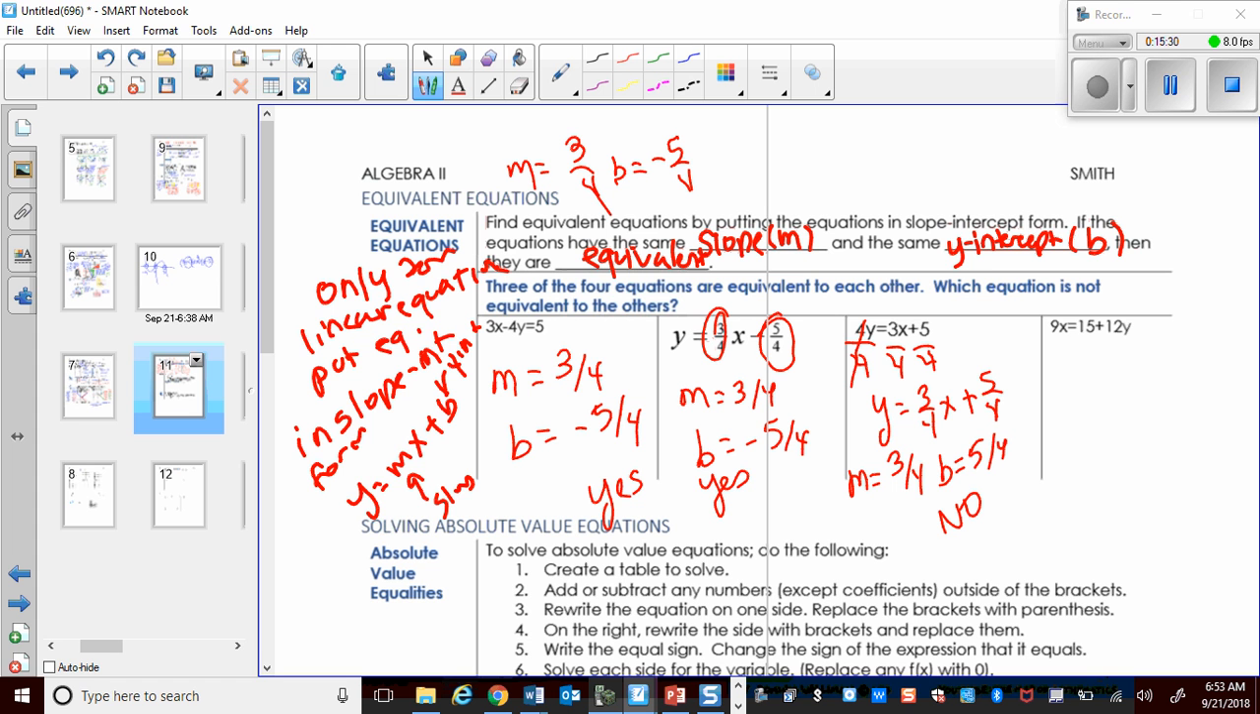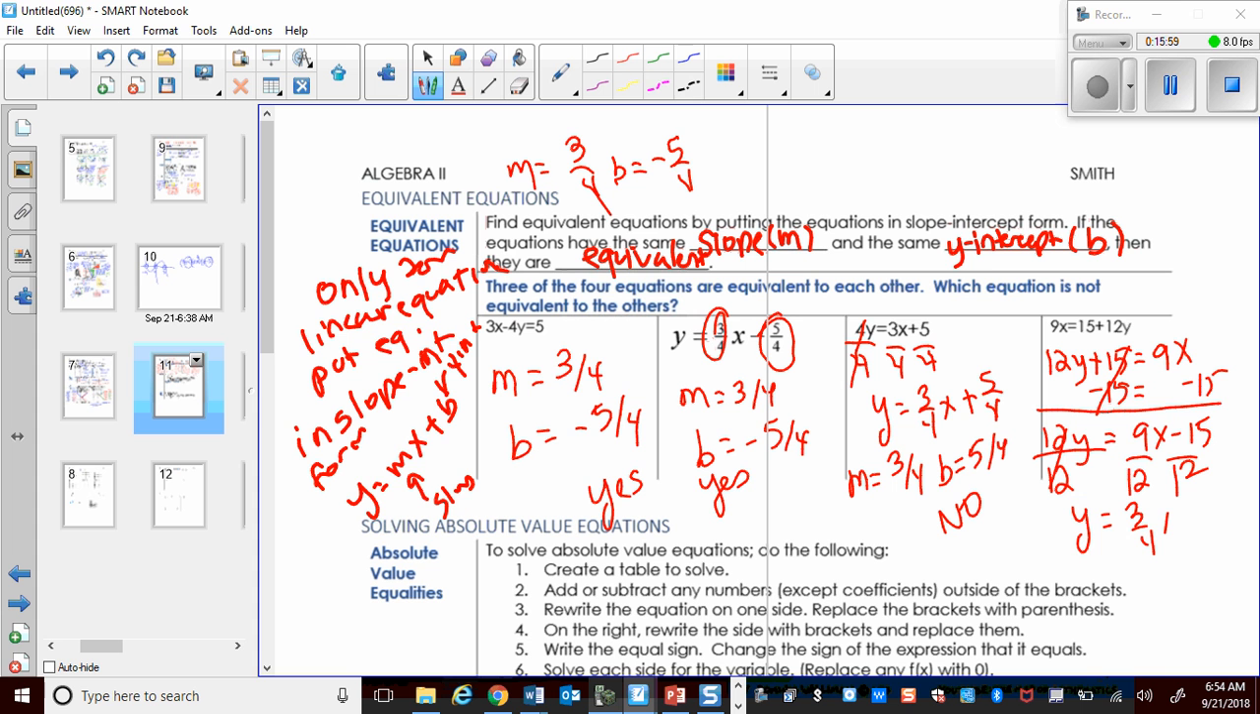But I'm going to solve for it. So first, I'm going to switch some things around here so I can see a little bit better. I'm going to say 12y plus 15 equals 9x. I want to get the y term by itself, so I'm going to subtract 15 on both sides. And I get 12y equals 9x minus 15. Divide both sides by the coefficient of y. Y equals 3 over 4 x minus 5 over 4.